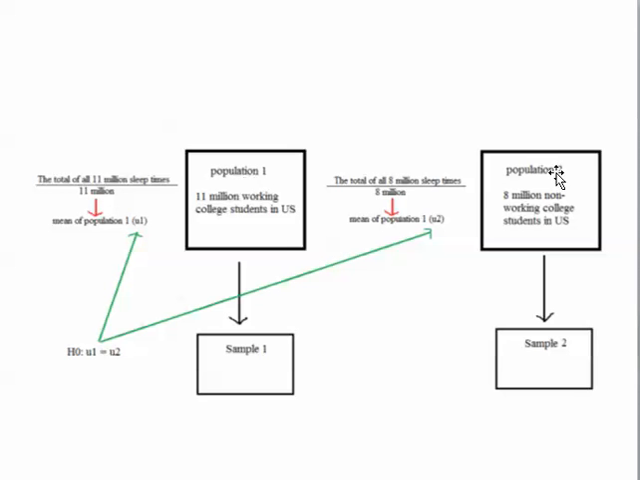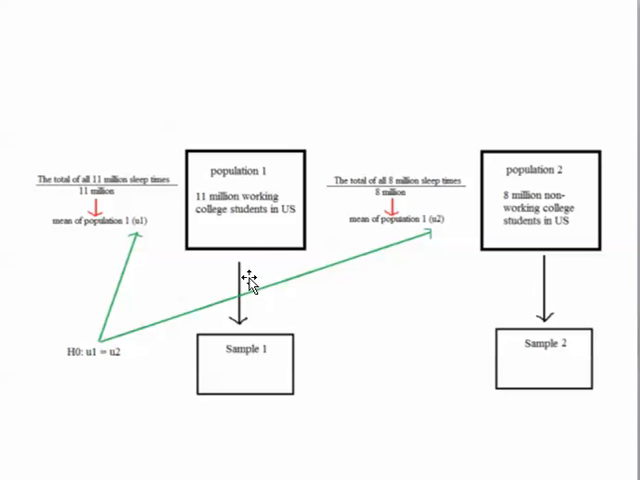So the researcher in this study isn't actually going to calculate the two population means. What the researcher is going to do is take a sample of a certain number of people from population 1 and take a certain number of people from population 2 to be the sample of population 2, and the researcher is going to calculate the mean of sample 1 and the mean of sample 2. So the researcher is going to calculate the two sample means, not the two population means.